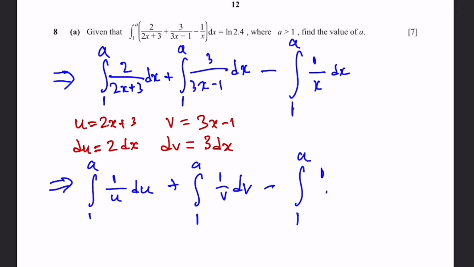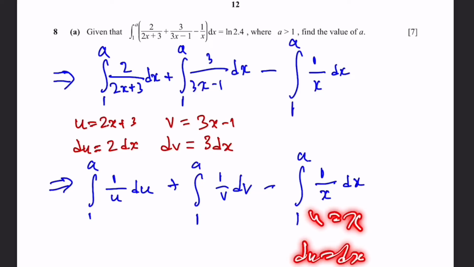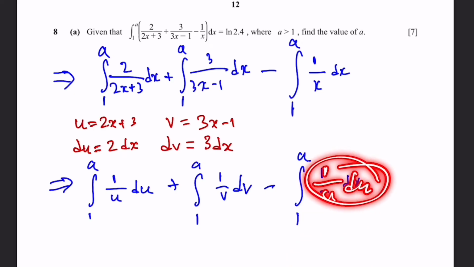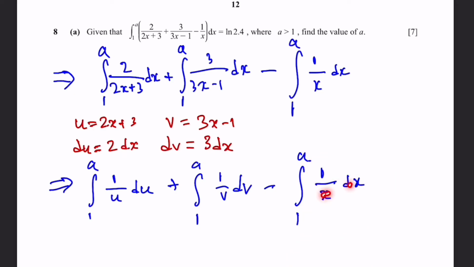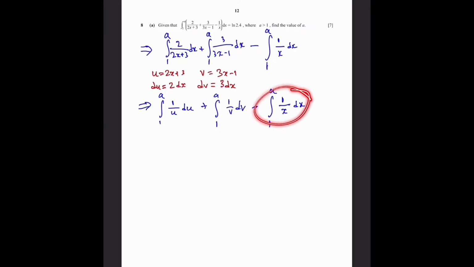And why am I not converting this into a u substitution? Since the only function there is x, and if you write u is equal to x, then du is equal to dx, and that won't really change anything since it just becomes 1 by u du, which is the same thing as 1 by x dx. It's just written with a different variable. So there's no need to do this. This is a standard integral.